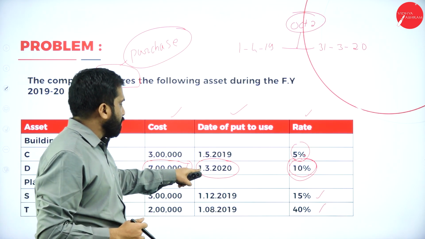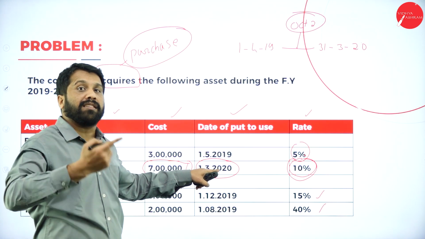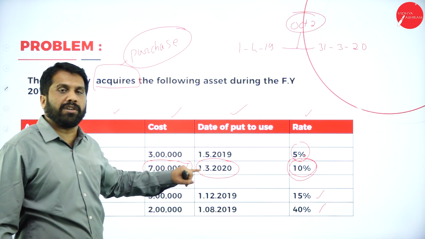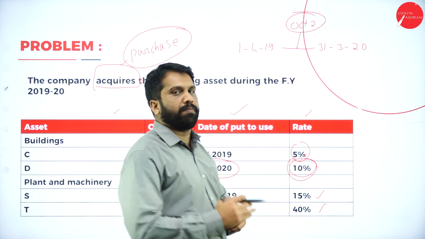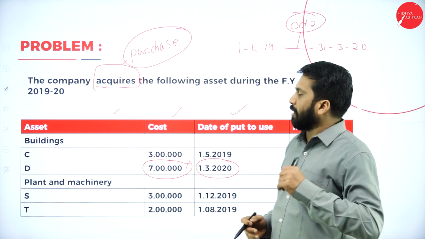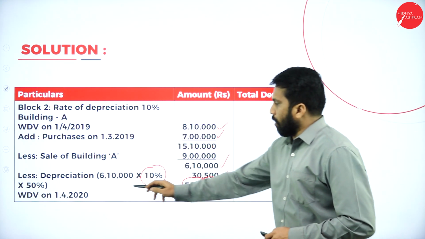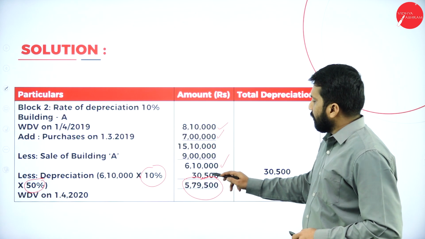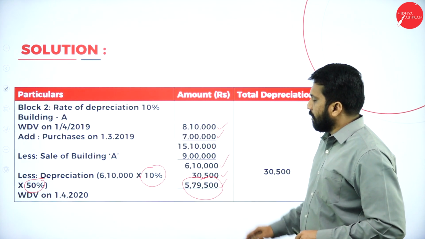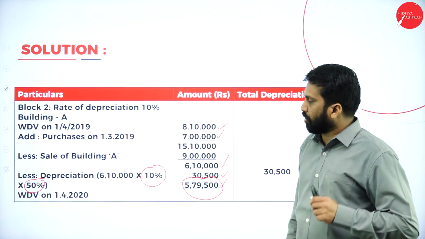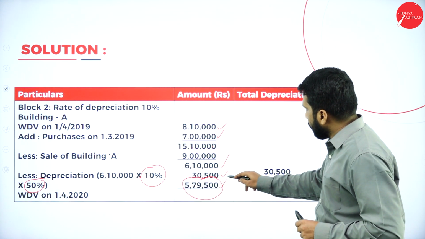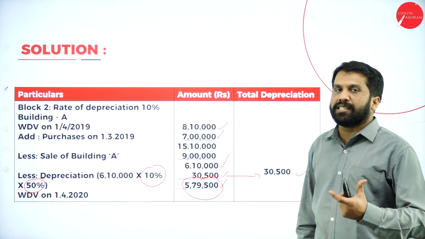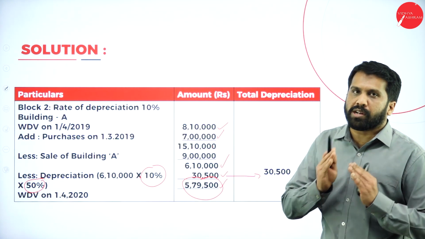Now, this is purchased when? March, after Gandhi Jayanti, because your year ends on 31st March. So, almost at the end of the year you purchased. So, half depreciation. See, they calculated half. So, it will be 50% of 10%. 30,500, final answer 5 lakh 79,500. But what is your depreciation? Your depreciation is 30,500. Clear? Your final answer of depreciation will come in the outer column.